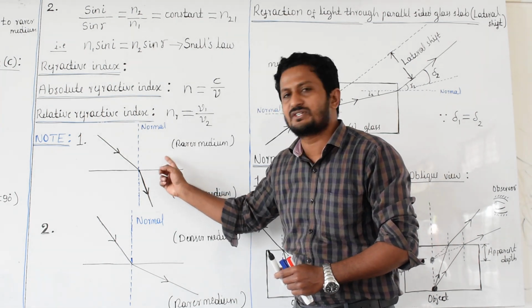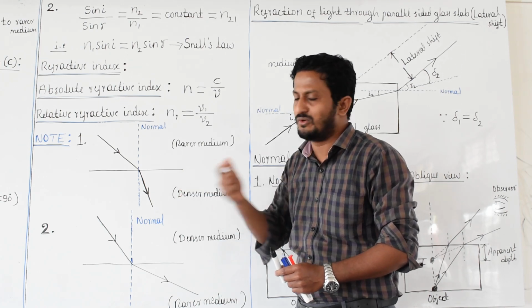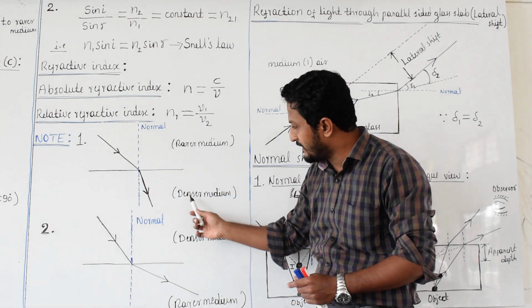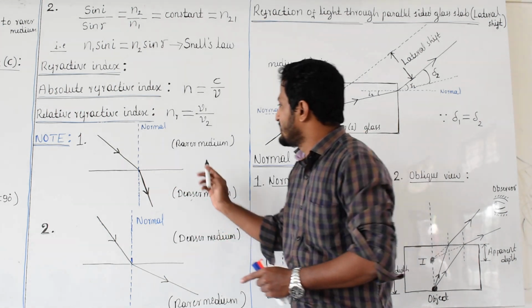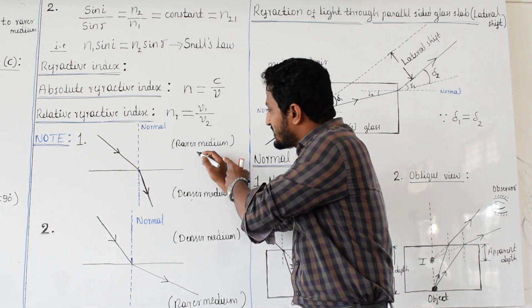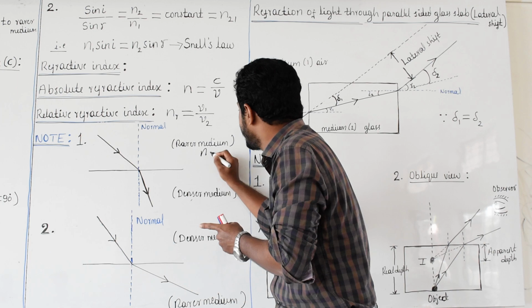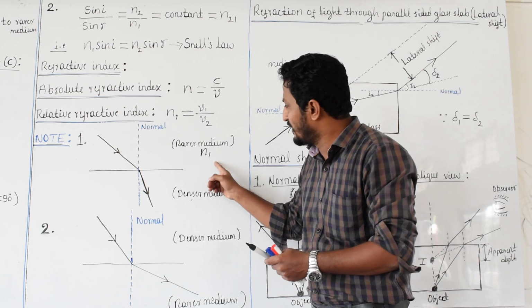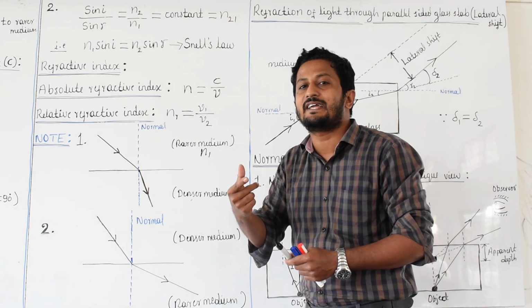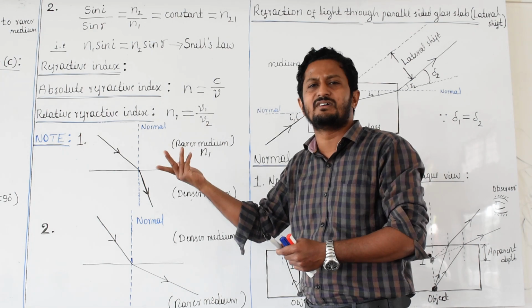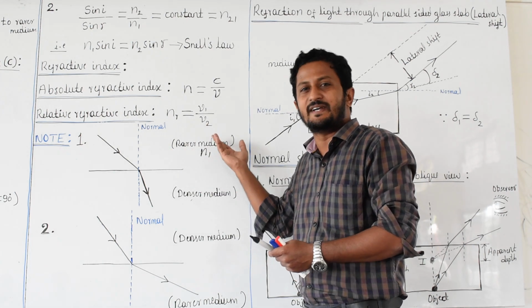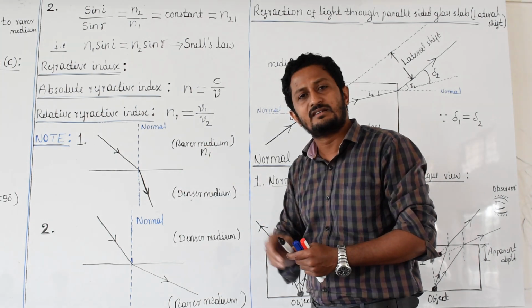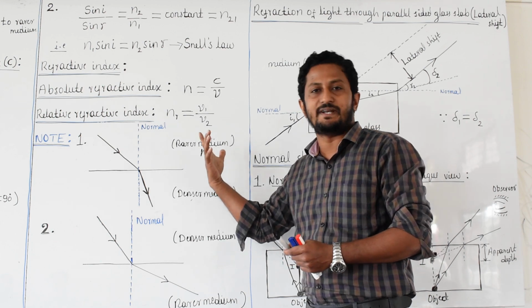Look at this first node point. On this first node point, the light ray is coming from this rarer medium and entering into this denser medium. You call the refractive index of this rarer medium n1. I mean, what does n1 mean? n1 is telling the speed of light in this medium. It may be anything, it may be water, it may be glass, it may be air, anything. What is this n1 telling? The speed of light in that medium.